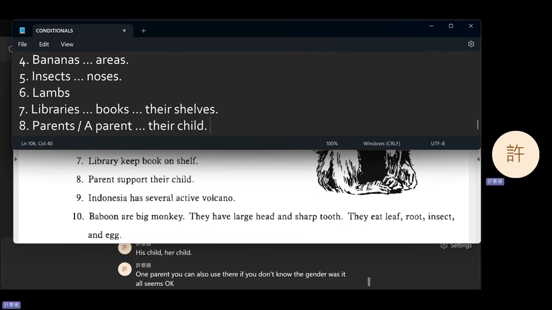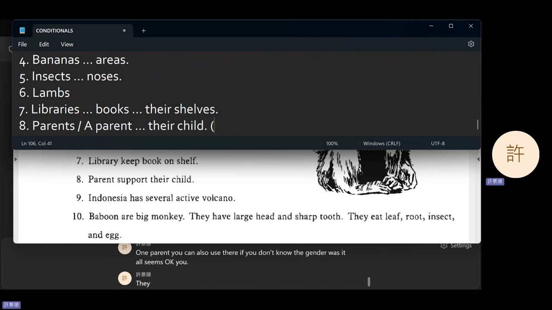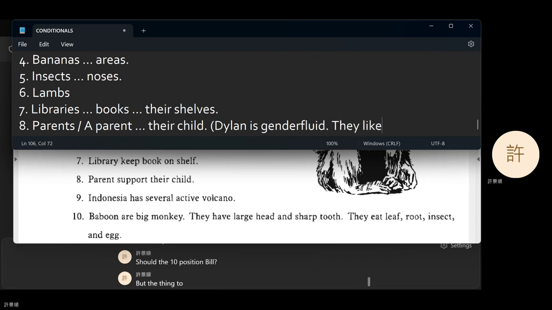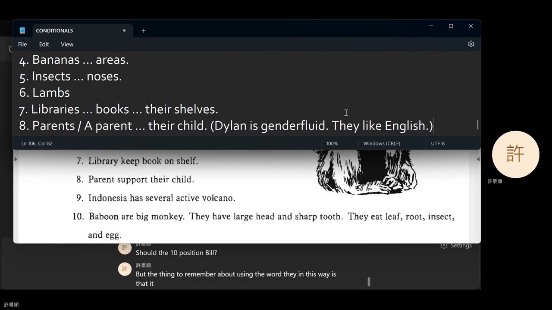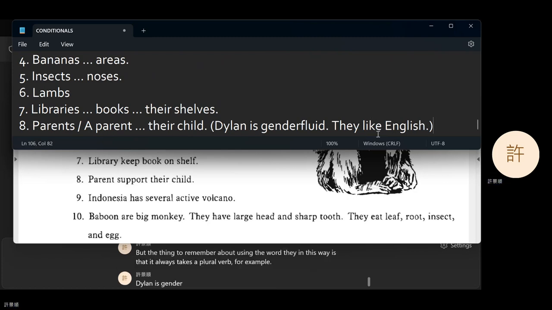But the thing to remember about using the word they in this way is that it always takes a plural verb. For example, Dylan is gender fluid, 他性别不固定. So you would use the word they. But even though Dylan is one person, they is a plural noun, so you have to use the plural like. This use of the plural is not reflecting reality, it is reflecting grammar. It's a grammatical plural. 这个复数只是文法概念。即便只称的人是一个人，但是如果用they的话，都要用复数动词，单纯是文法一致性问题.